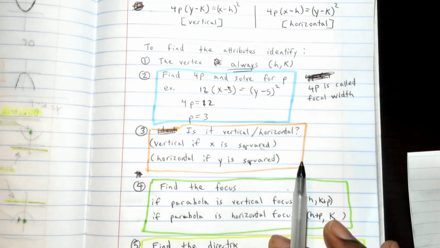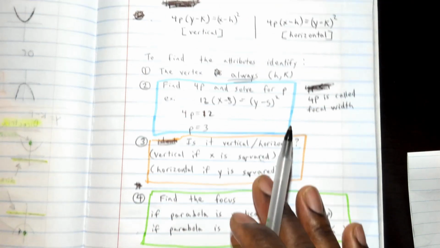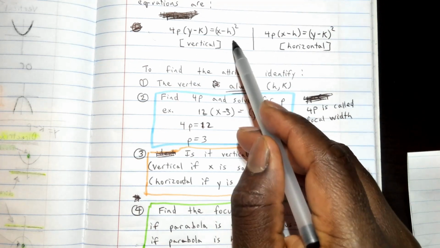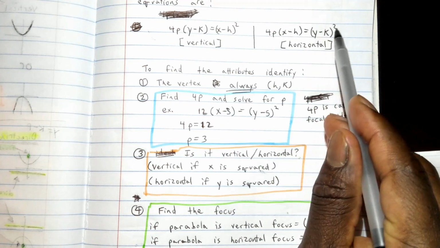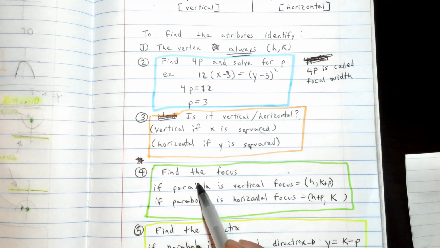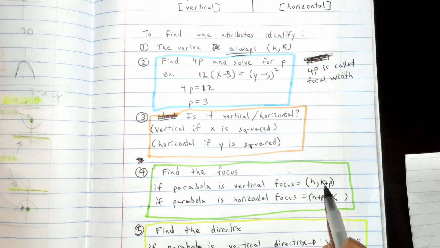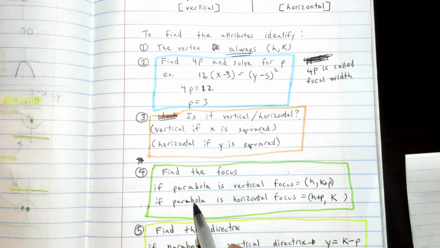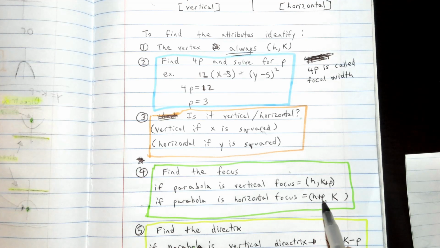The next thing that we need to do is to determine if it's a vertical or horizontal. And all we're looking for is what part of it is squared. If the part with the x is squared, then it's vertical. If the part with the y is squared, then it's horizontal. And if it's vertical, that means that when we're finding the focus, we're going to add on to the y part of it, so k plus p. If it's horizontal, that means the x part of it is going to change. So we're going to add on to the h here, h plus p.